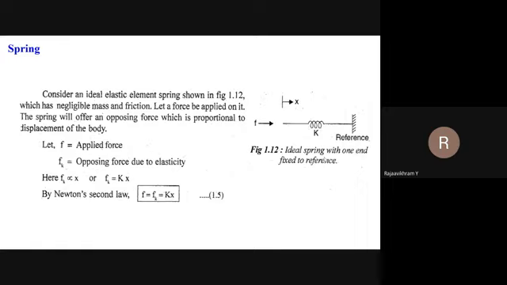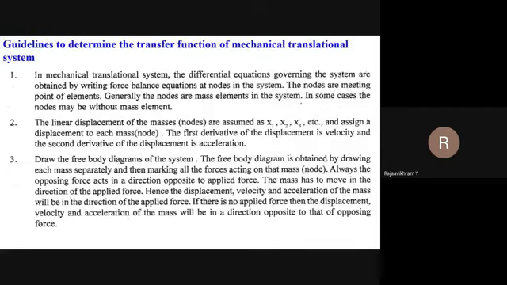Next I will enter into the problem. These are the guidelines. They have given some guidelines on how to determine the transfer function of a mechanical translation system. Just read the three points. A mechanical translation system will be given. You have to find the Laplace transform of the output divided by the Laplace transform of the input. That is, you have to calculate the transfer function.